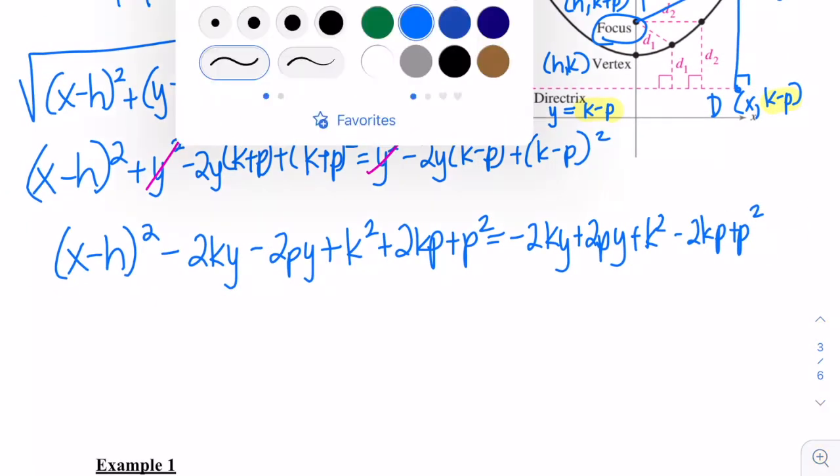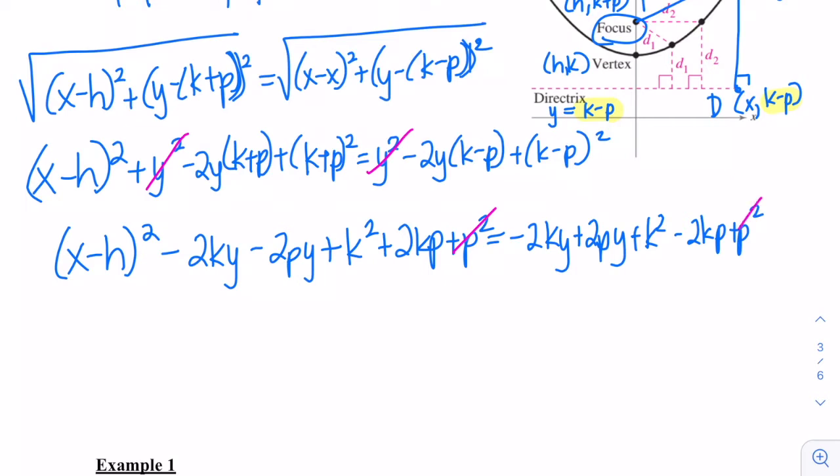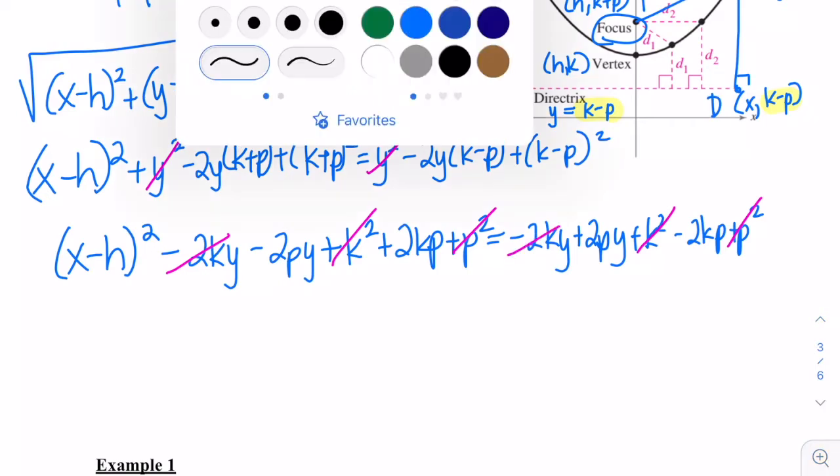All right, so we have some more things that are going to cancel out, the p squareds, k squareds as well. Those are going to cancel out. And the negative 2ky will also cancel. All right, let's simplify this.